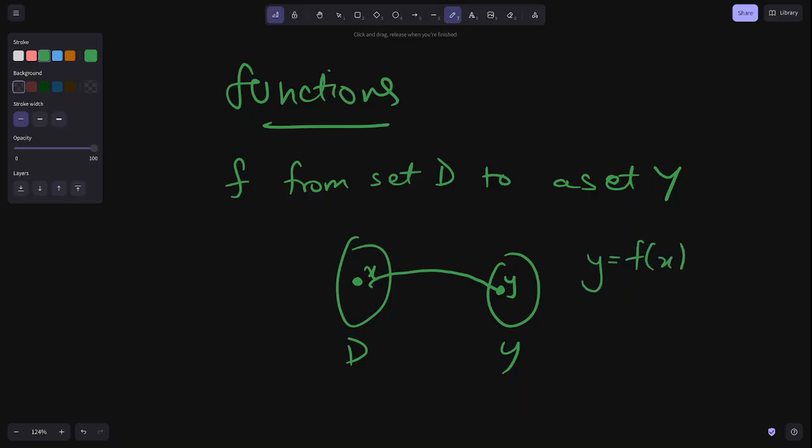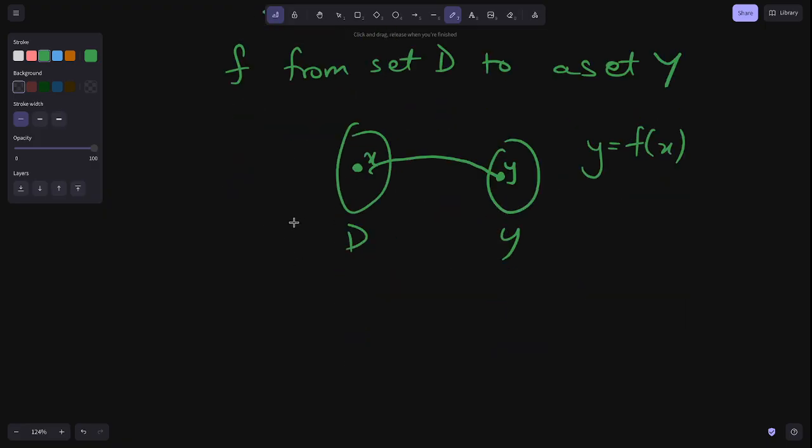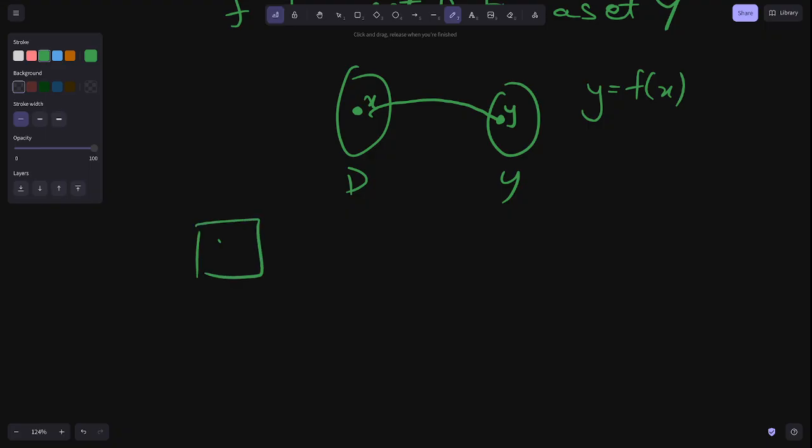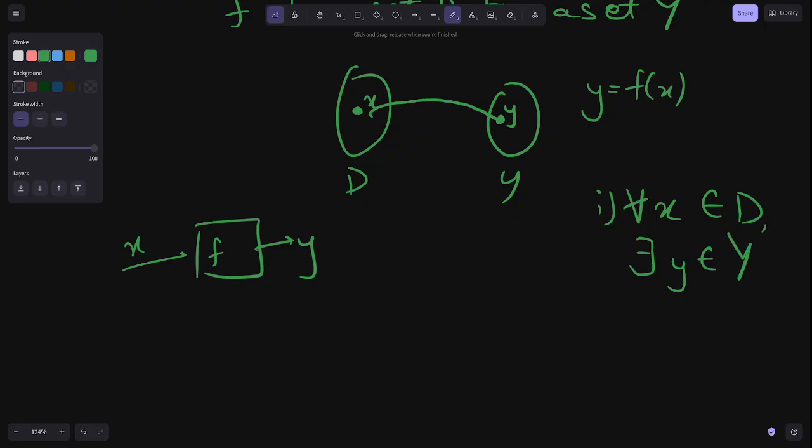You can say it's like a machine. Let's say there's a machine f: you input x, you get y. There are two conditions of functions. The first condition is that nothing should be unmapped here. So for all x belonging to D, there exists some y belonging to big Y. You cannot leave any of them unmapped. This is the main condition that you have here.